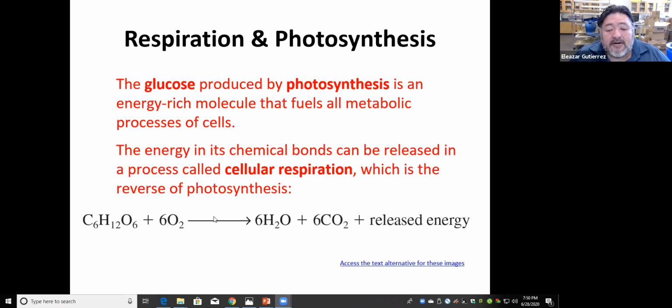If you're a car, you take gasoline, you take oxygen, you release energy in the form of heat, and then you release water and carbon dioxide. So we and cars are doing the exact same thing. We're carrying out cellular respiration.